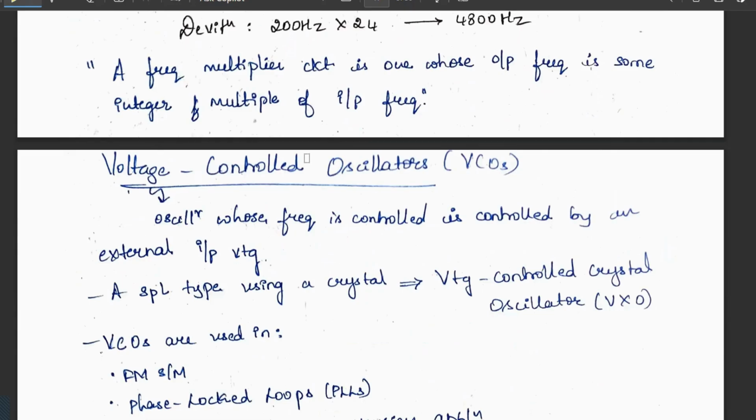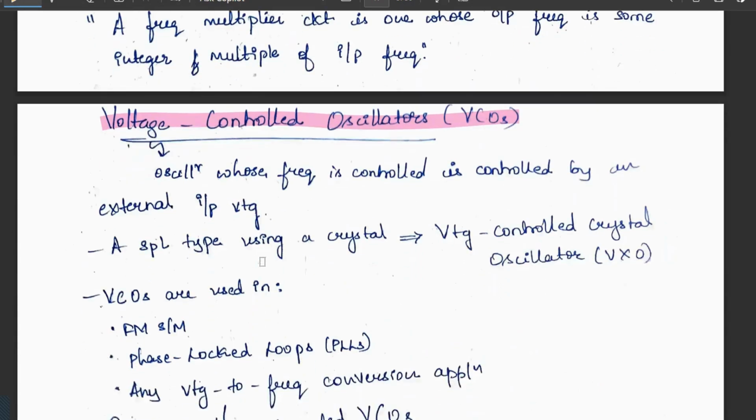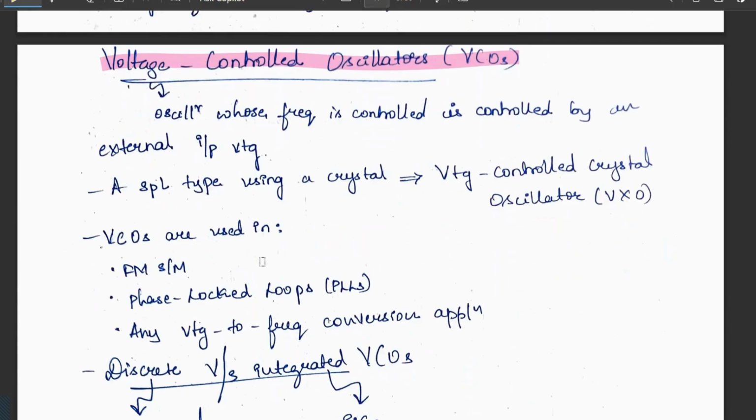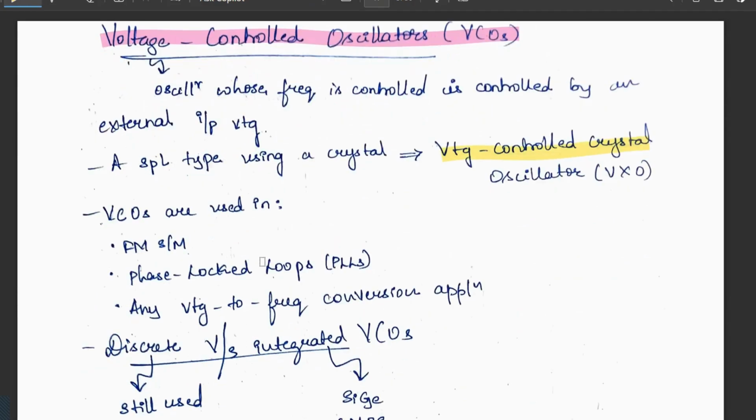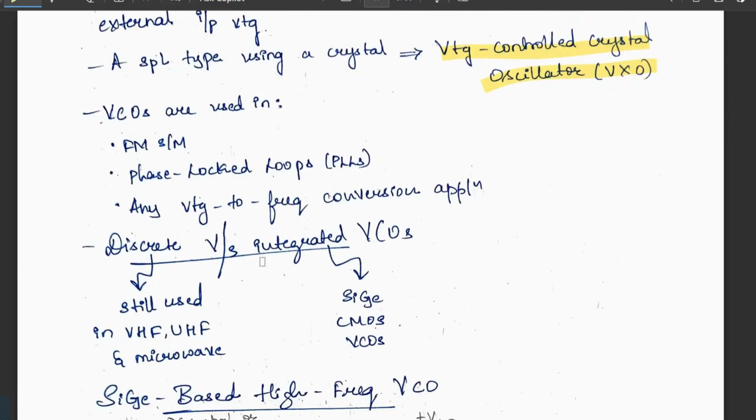Next comes our important concept, voltage controlled oscillators, or VCOs. An oscillator whose frequency is controlled by an external input voltage is called a voltage controlled oscillator. A special type using a crystal is the voltage controlled crystal oscillator, VXO. VCOs are used in frequency systems. We have PLL and voltage to frequency conversion as applications.